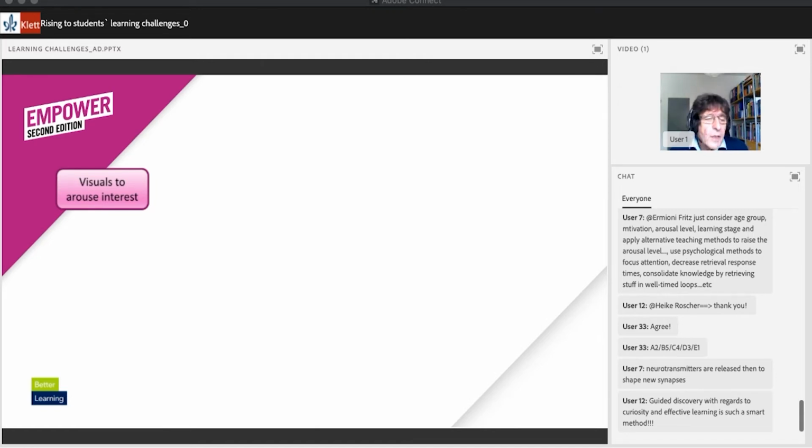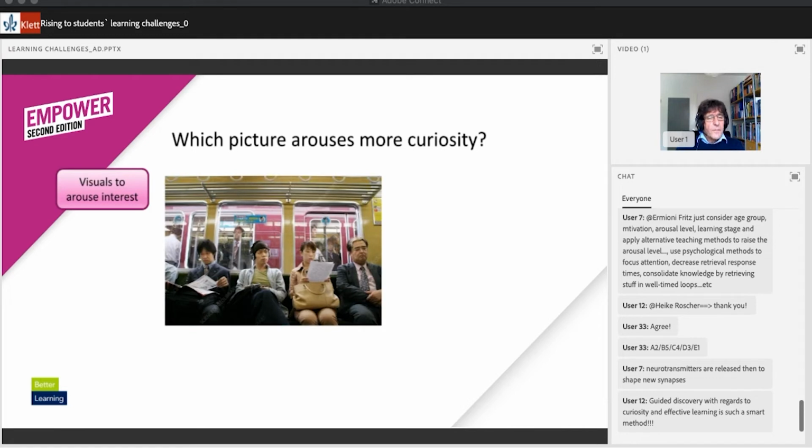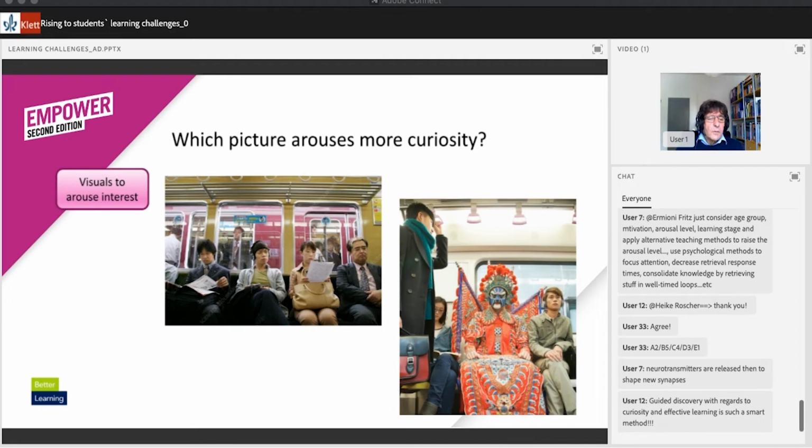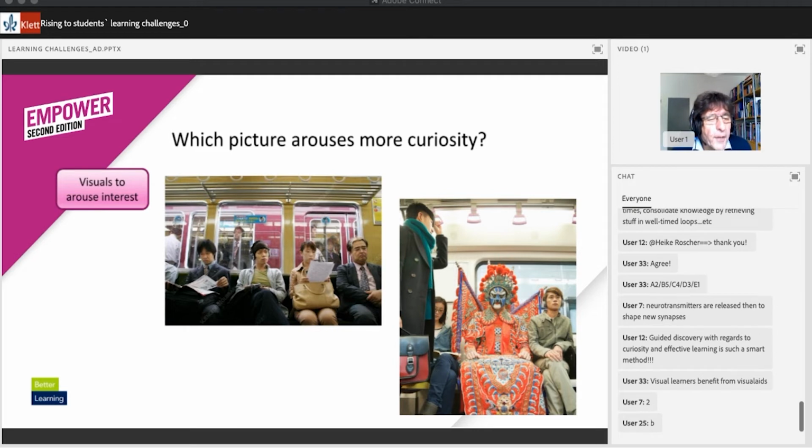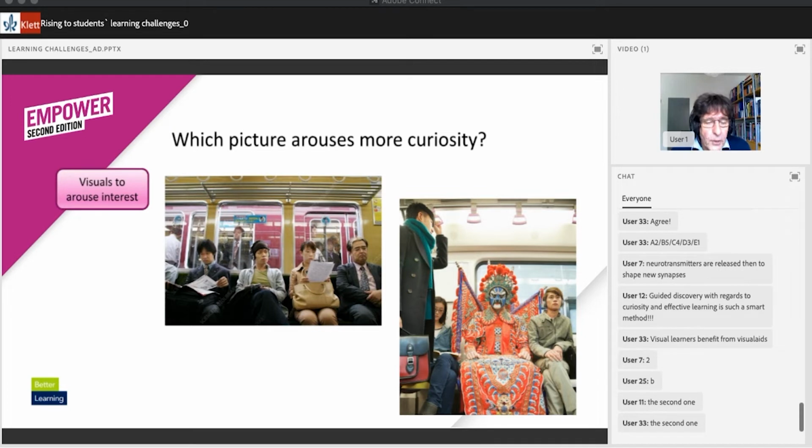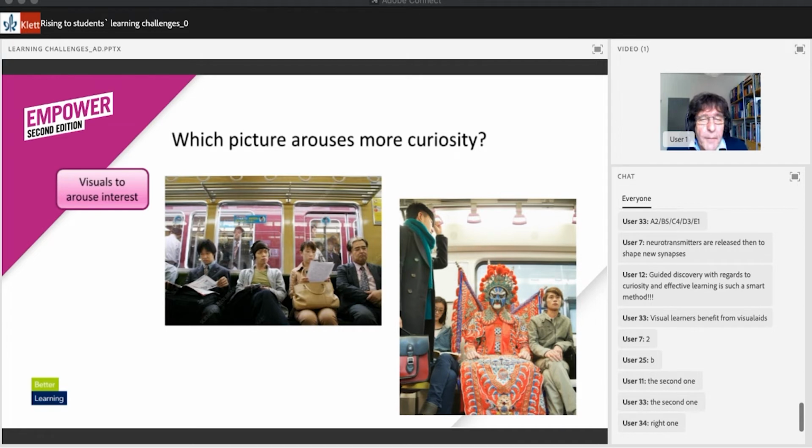Also, of course, visuals are a good way to arouse interest, but it depends what the visual is like, doesn't it? I think often in course books, visuals tend to be very nice, very undemanding visuals, just illustrative. If you look at this, let's look at these pictures. Which ones do you think arouse more curiosity? This one or this one? They're both pictures of a commuter train in Japan.